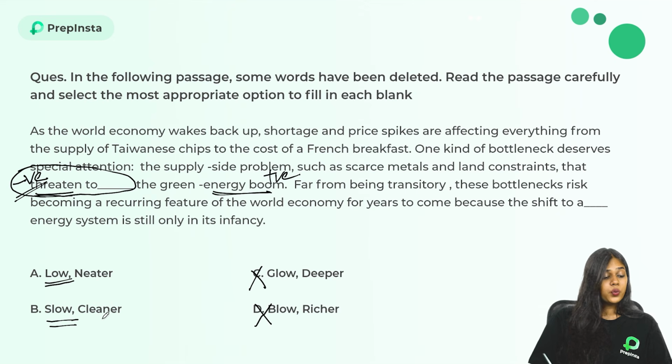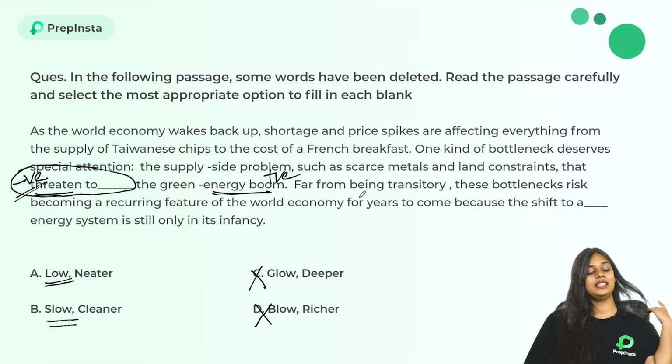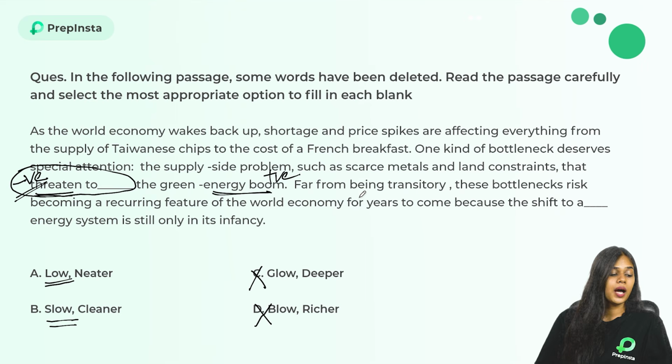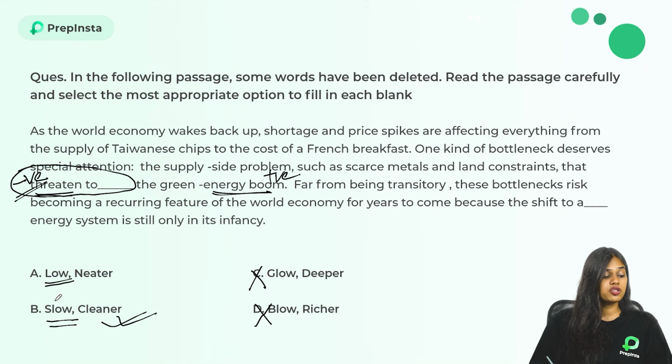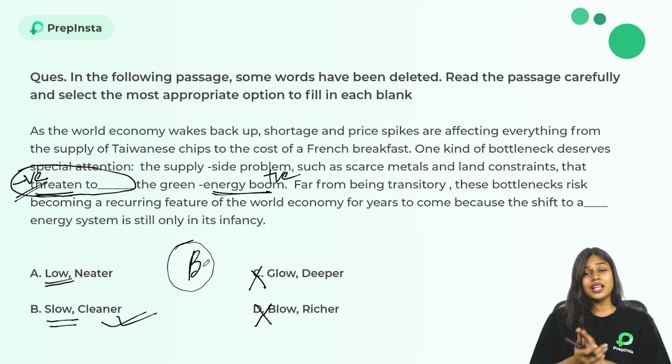Let's see if the second word fits into the second sentence. Far from being transitory, these bottlenecks risk becoming a recurring feature of the world economy for years to come, because a shift to a dash energy system is still only in its infancy. Shift to a what energy system? Shift to a cleaner energy system is only in its infancy. All right, so we can use the word slow and cleaner. That means over here, option B can be the correct answer.